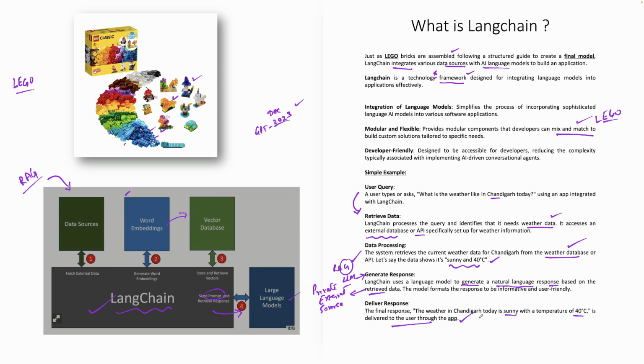So this is a LangChain-enabled app where, when the user requested a query, the query went into your database. It could be a vector database. It could be calling an API. So it gets the data. That data is used to send the prompt to the large language model, and the large language model then generates the response and delivers it to the user.